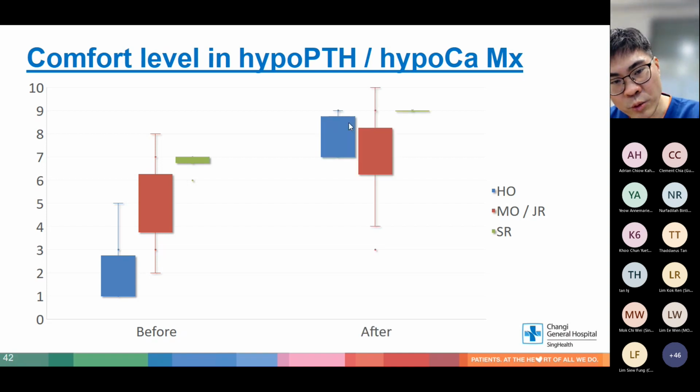So we then look at the scores based on the workflow, and I'm glad to say that there actually is improvement in the score. Across the board, most of the junior staff feel a lot more comfortable in managing it once they have this workflow to refer to. I think there's quite a significant jump, especially at the house officer level, which again will be the main group of doctors who will be managing these patients.